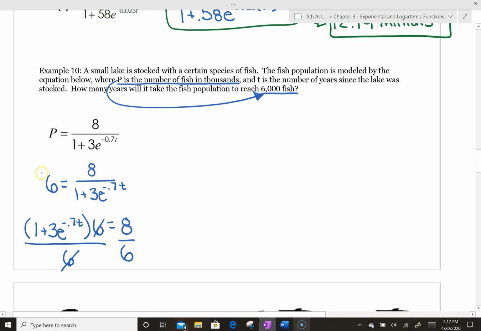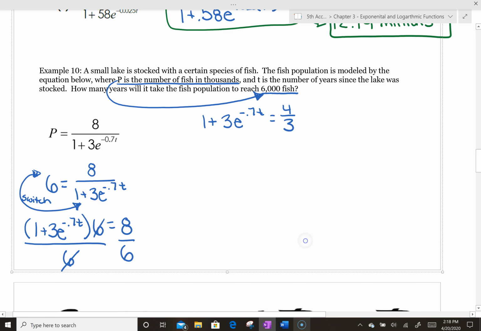So I don't know if you remember when you were first learning how to solve equations, but sometimes you could just switch these. Okay, so we're going to have 1 plus 3e to the negative 0.7t equals, and that reduces down to 4/3. Okay, but remember that E is not by itself, so we have to keep solving it until that E is by itself. So we need to subtract 1 from both sides. So 3e to the negative 0.7t equals, now it's a 1/3.